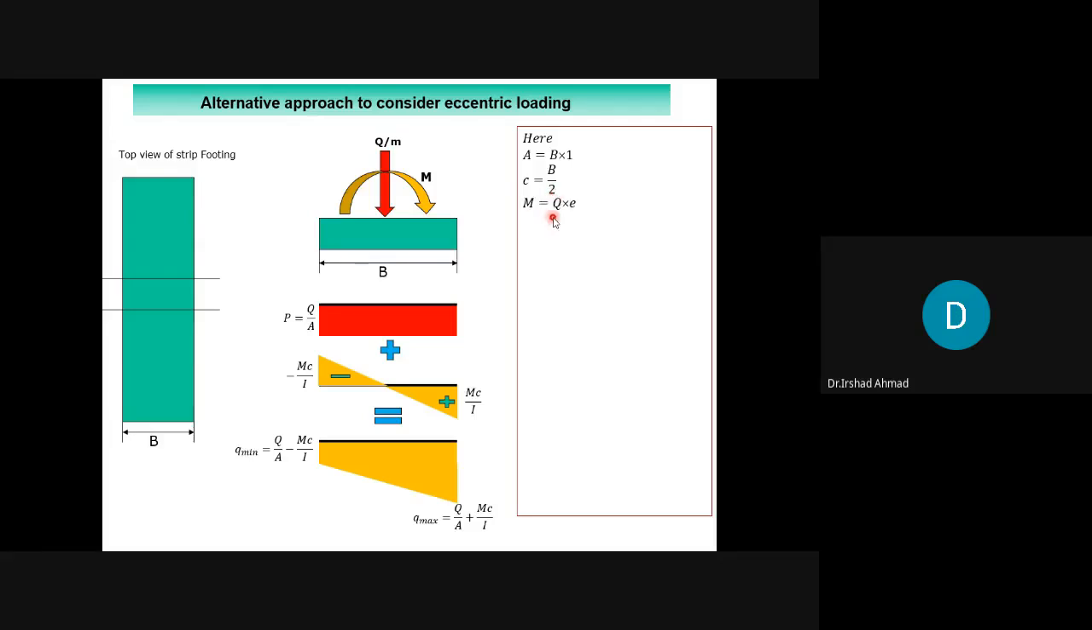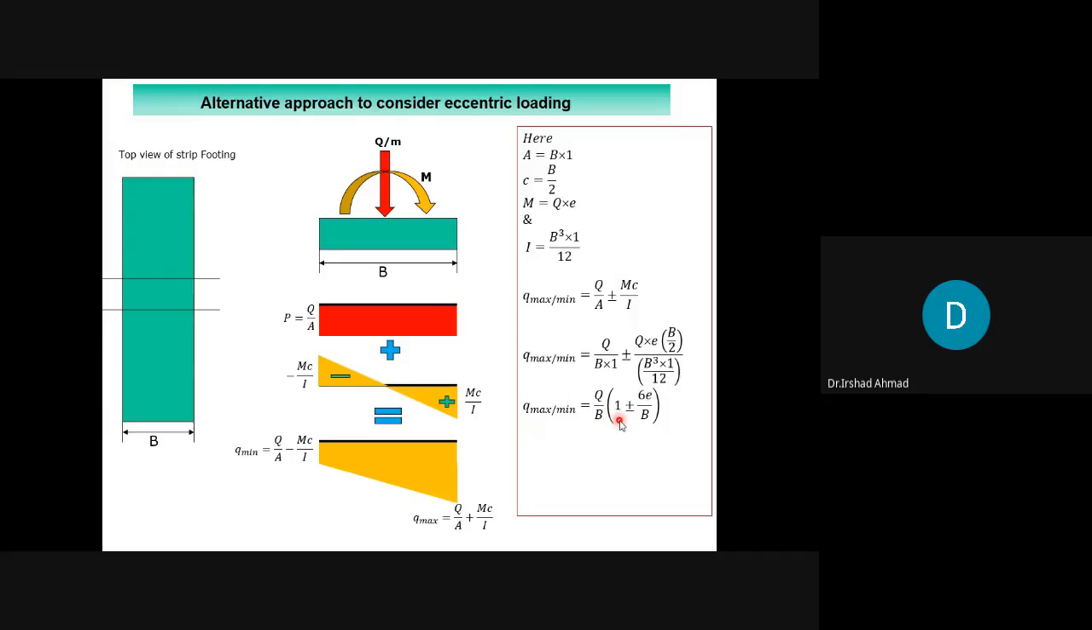Moment is equal to Q into E. E is the eccentricity of the load. Moment of inertia is B cubed into 1 by 12. So put these values in the Q maximum and Q minimum equation and you would get this equation, the same equation which was given in the previous slide. So this is applicable for a strip foundation.